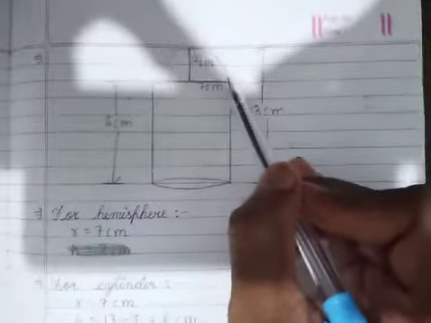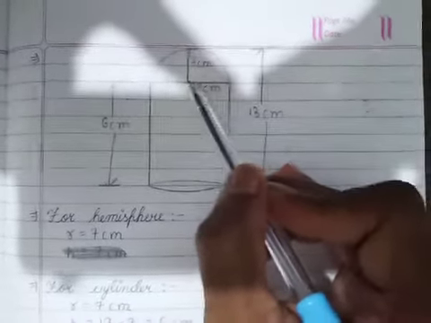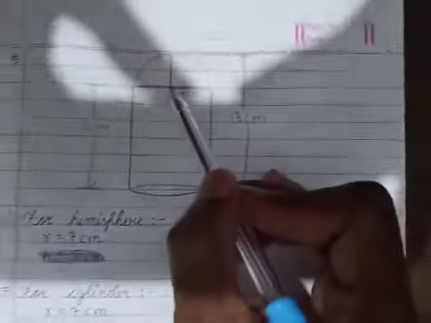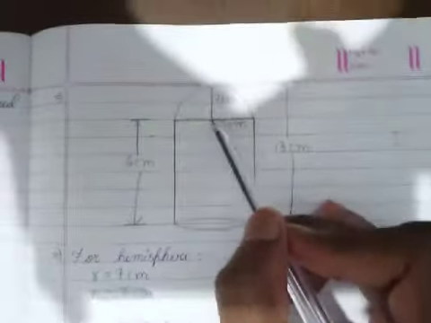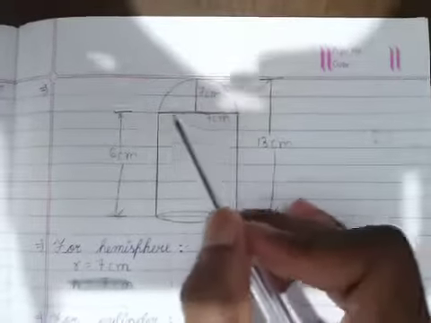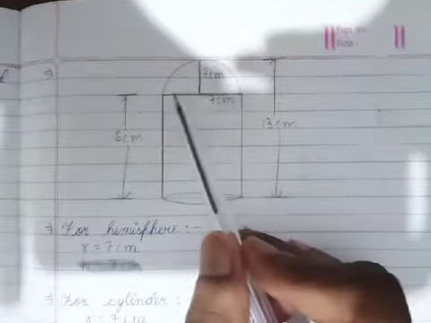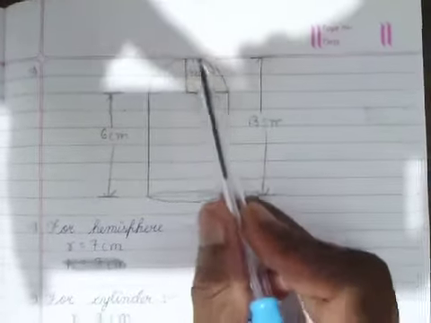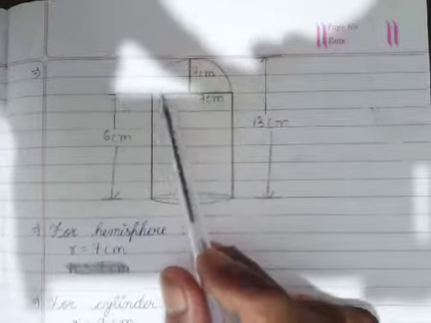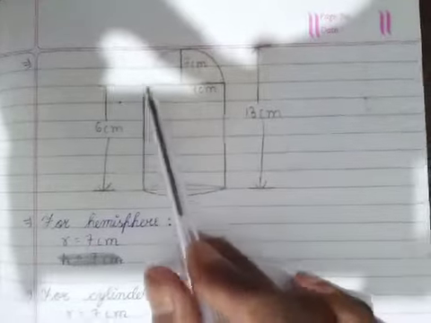Inner or outer is not given, so inner or outer is same. It is a hemisphere, so radius and the depth are equal in a hemisphere. That is the shape of it, that is called hemisphere. That is hemisphere. So the surface area we can find is the surface area of the hemisphere plus the surface area of this cylinder.